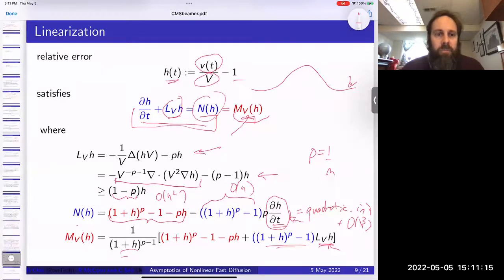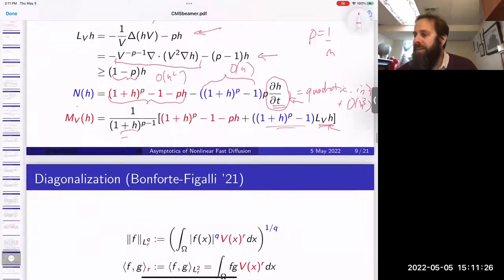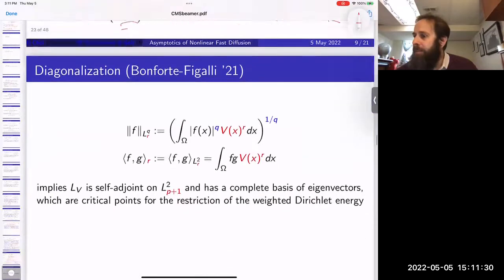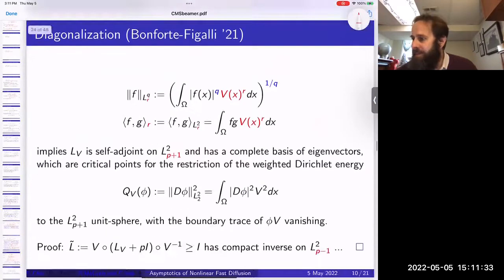Of course, if you want to learn much from this linearization, you need to diagonalize the linear operator, and you also need to control the nonlinear operator. Basically, diagonalizing the linear operator is essentially what Bonforte and Figalli did, and they work in these weighted Hilbert spaces. So I'm always going to be looking at a weight exponent r of whatever stationary solution I'm converging to. And for me, I think q is always going to be 2, so I'll always be in a Hilbert space, and here's the inner product in that Hilbert space.